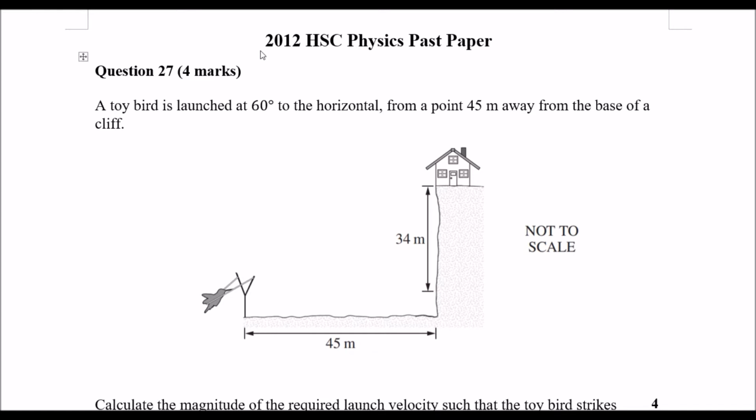Today we'll be going through the 2012 HSC Physics paper, question 27. We are covering Module 5, Inquiry question number 1 on projectile motion.